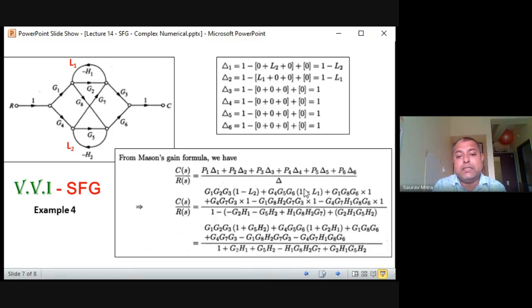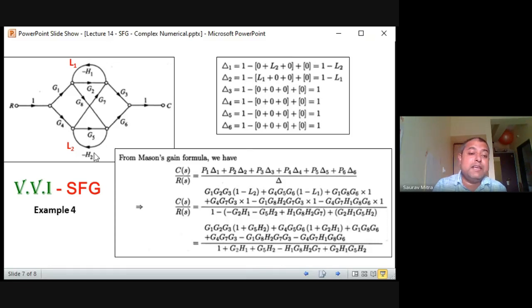So it is 1 minus L1, and L1 is nothing but minus H1 G2. So it is G4, G5, G6 multiplied by 1 plus G2 into H1. This is there. Now other things will come straight away. So this is P3, already found. This is P4 and P5 and P6.